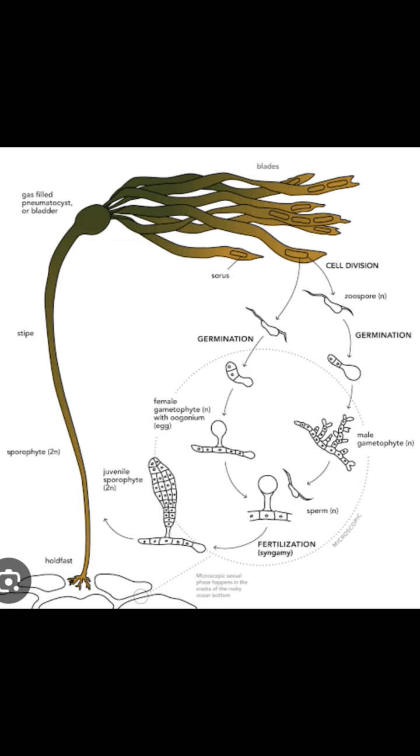Then fertilization occurs by the sperm swimming to the egg, attracted by a chemical signal. Then fertilization happens and finally the diploid zygote is formed. New sporophyte: the zygote grows into a new large kelp plant, the sporophyte, completing the cycle.